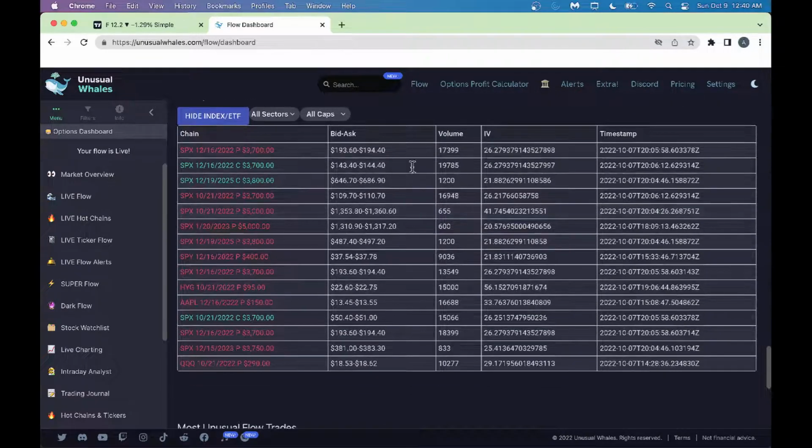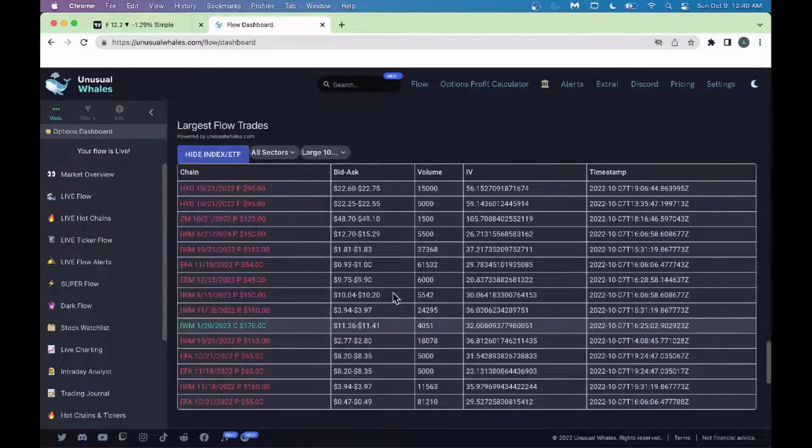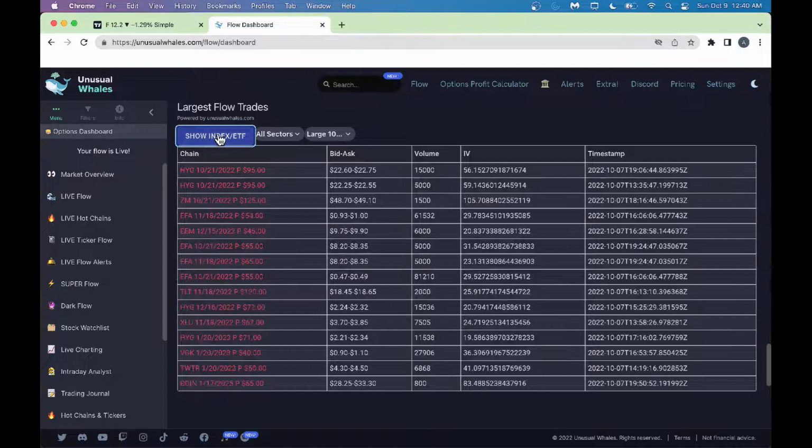Largest trades is also a good one here. You'll always want to know what are the largest trades. You could do the same thing here, hide and go into caps. Maybe you are into large cap, you could look at large cap names. This is where there is a lot of large floor trades. You could go along with this. There you go.